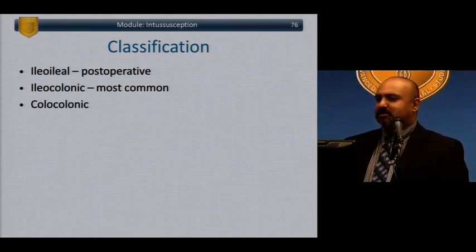Ilio-ileal intussusceptions we see in the post-operative period, so that's a whole different animal. A lot of times after an operation, you may see an ilio-ileal that can cause obstruction. Most of those will actually resolve on their own.